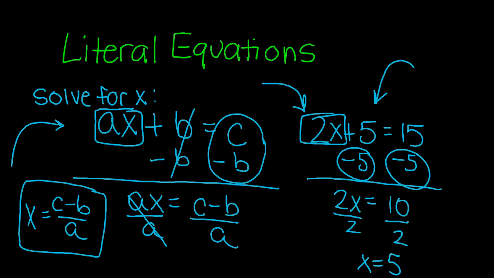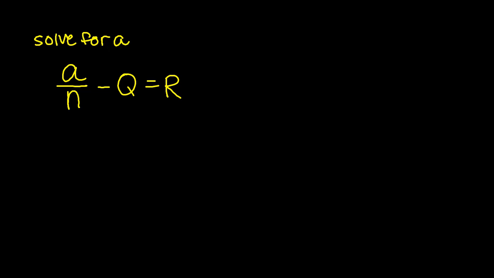Cool. Let's try another example together. So what if we're looking at something like a over n minus q equals r. And like I told you before, there's a lot of variables here, so when I give you a question like this, I'm going to have to tell you what to solve for. Well, I want us to solve for a. I want us to try to figure out what a is equal to.